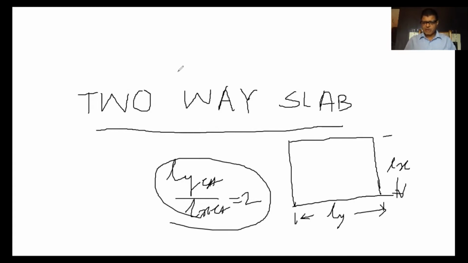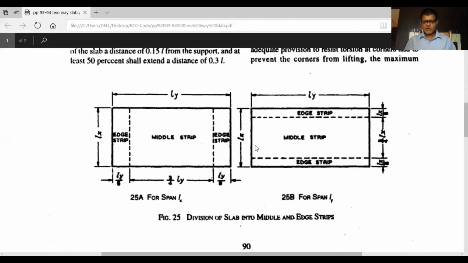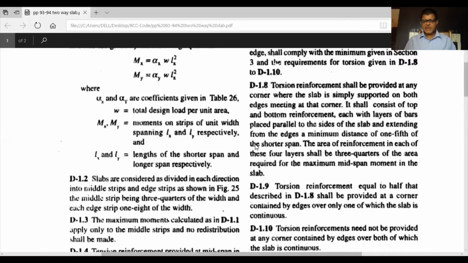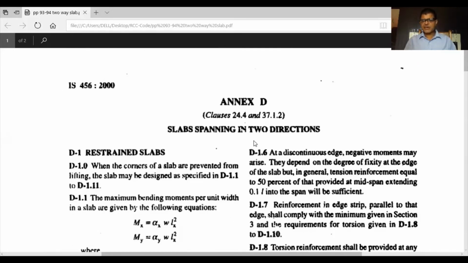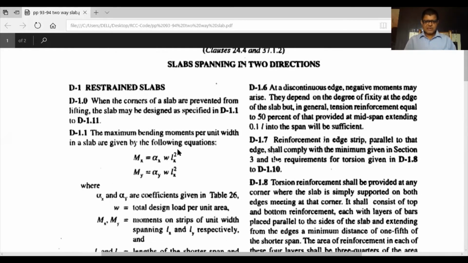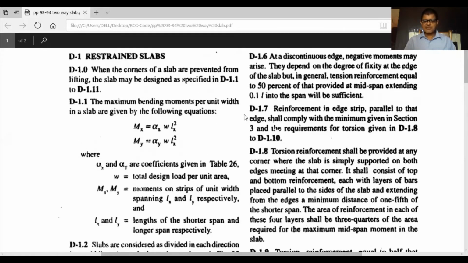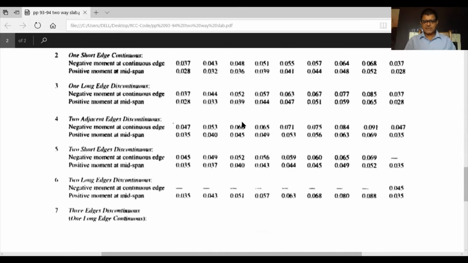So open your IS code 456. Go to page number 90, that is in your Annexure D. Go to Annexure D, where you find slabs spanning in 2 directions. So it has 2 kinds of slabs. One is the restrained slab, another is the simply supported slab. There are 2 kinds of slabs.